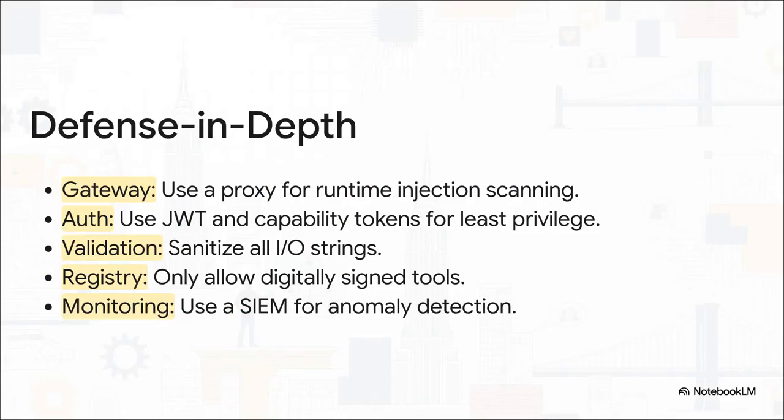Right, and this is super important. There is no one magic fix for this. The answer is what we call defense in depth. You need layers. You need a gateway to scan for bad stuff before it even hits the model. You need proper authentication, like JWTs, to make sure only the right systems can use the right tools.